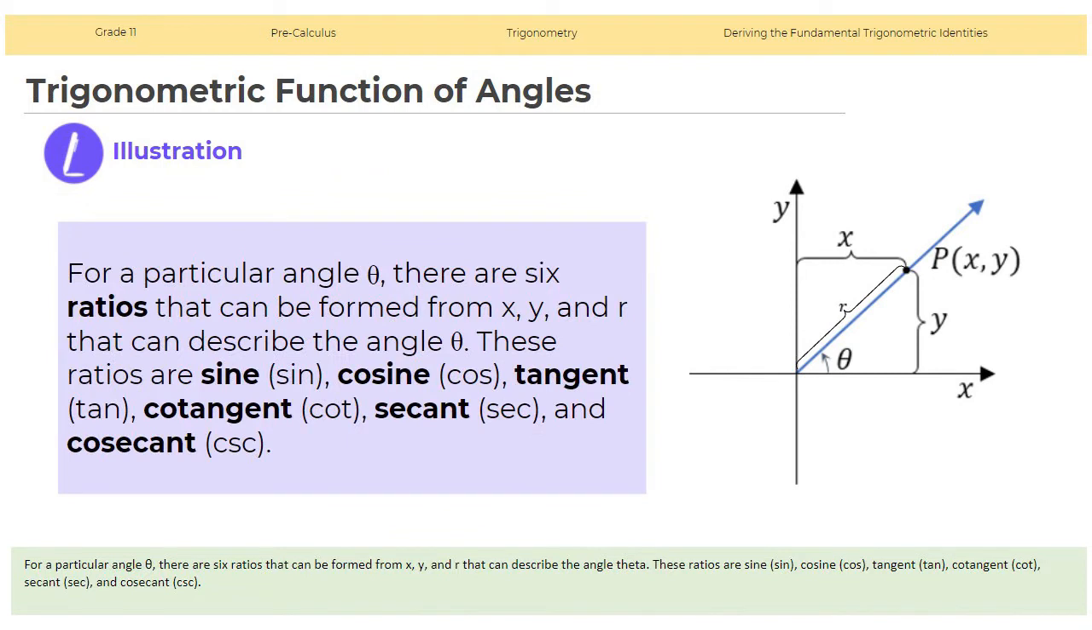For a particular angle theta, there are 6 ratios that can be formed from x, y, and r that can describe the angle theta. These ratios are sine, cosine, tangent, cotangent, secant, and cosecant.